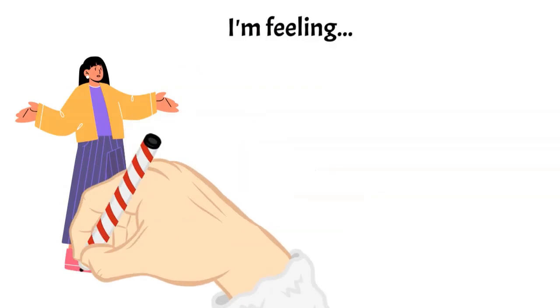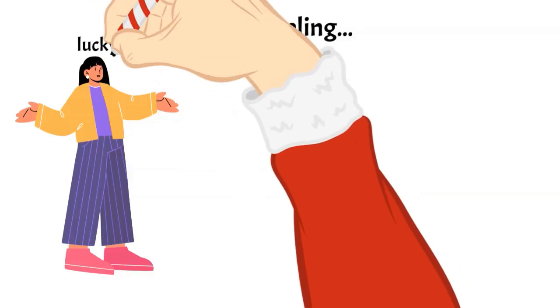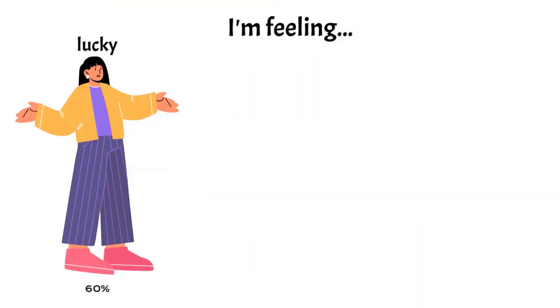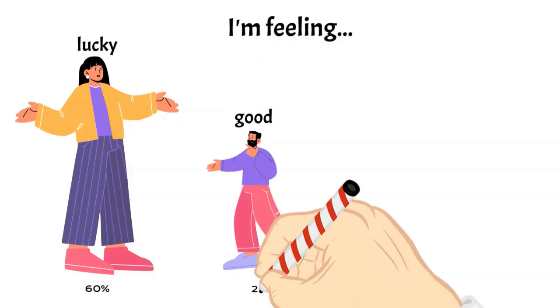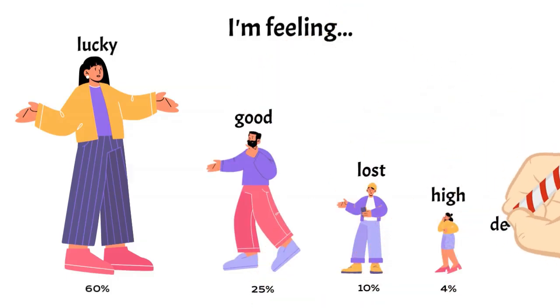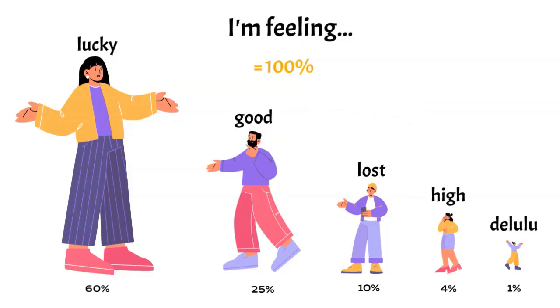Let's say for our model, out of the box with no hyperparameter adjustment, Lucky has the highest likelihood with a probability of 60%. And let's say that following it is good at 25%, lost at 10%, high at 4%, and finally Delulu at 1%. The sum of the probability of all possible words the model could choose from is 100%.